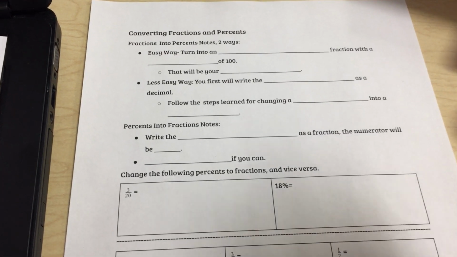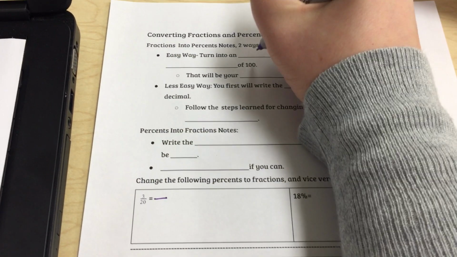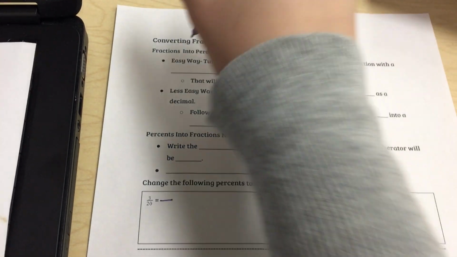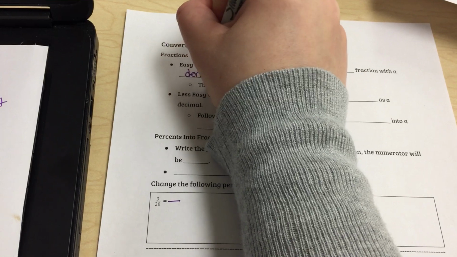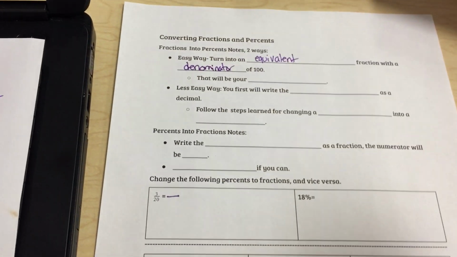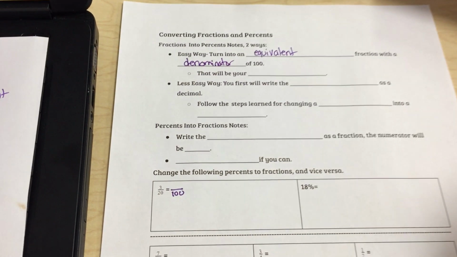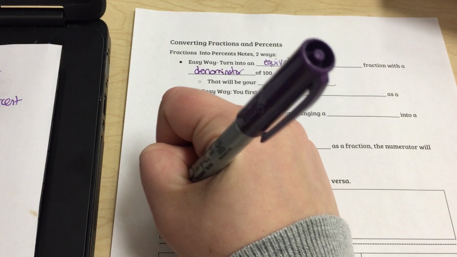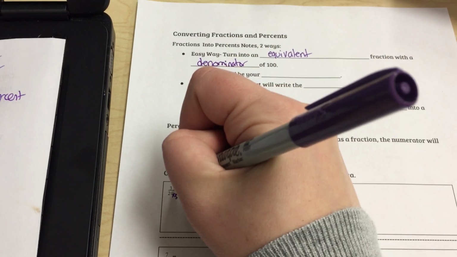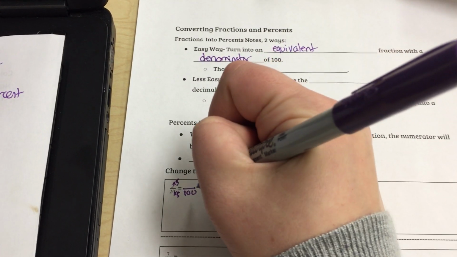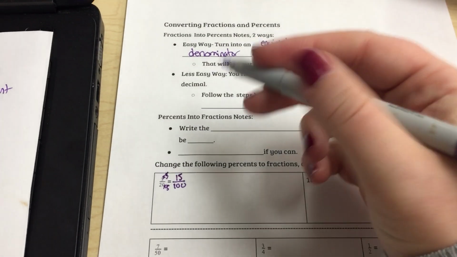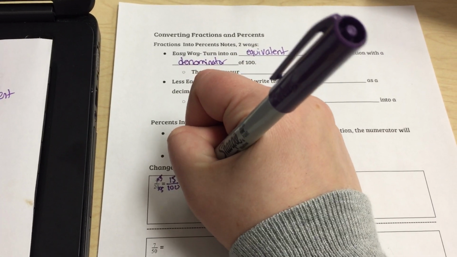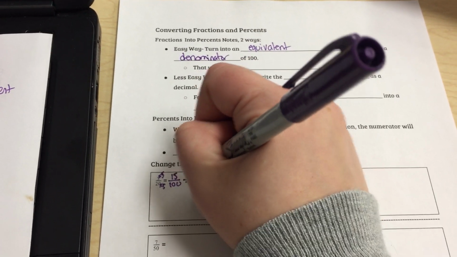The easy way is we already have a fraction. We would just turn it into an equivalent fraction with the denominator of 100. So I would just turn this into a fraction with something over 100. 20 goes into 100 5 times. So if I multiply the bottom by 5, I have to multiply the top by 5, which gives me 15 over 100. I already know that over 100 means percent. So this would equal 15%. That is the easy way.